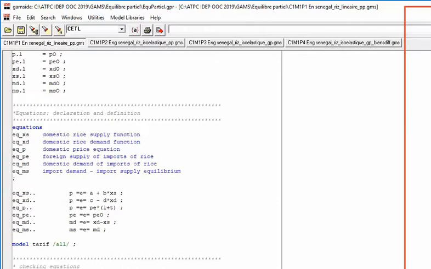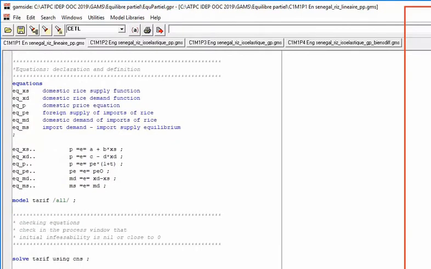Then, declarations of equations. Here it's very interesting to give a specific name to each equation. So it is EQ underscore the name of the variable which is determined by this equation. For example, the first equation determines local supply of rice in Senegal, and the name of this equation is EQ_XS. Just after the declarations of equations, you've got the model with 6 equations. Here you have the name of the model, tariff, and this model consists of all equations which are present in the file, the 6 equations just above this instruction.